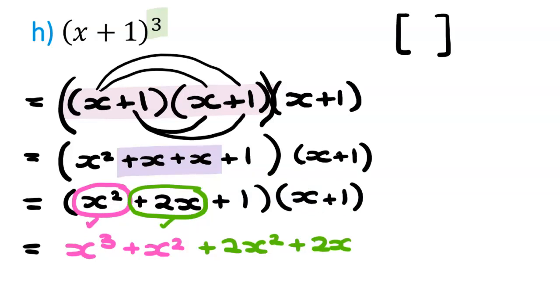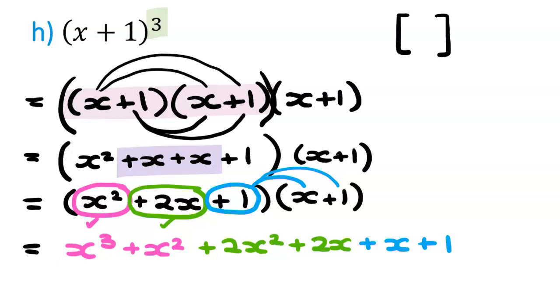Now that plus 1 also wants to join in, so that plus 1 is going to multiply with the x and multiply with the 1. So we're going to get 1 times x will be plus x, and 1 times 1 plus 1. Don't accidentally write 2 there. I know I sometimes do that. Okay, we've nearly finished this problem.